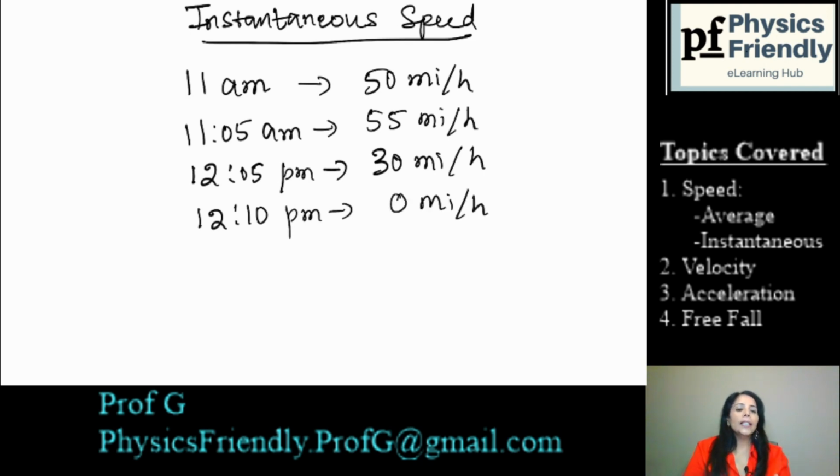See how we have listed our various speeds according to the time, right? So this is definitely time related. Your speed at 11 a.m. was 50 miles per hour. So this is your instantaneous speed, the speed that you are actually traveling at that given instant of time. Our average speed, on the contrary, was the total distance over the total time that an object takes to cover that distance. Let's talk about velocity.